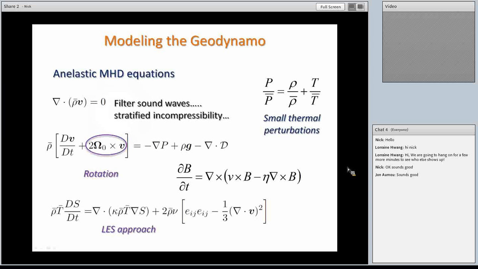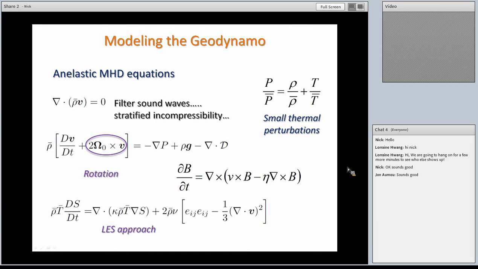If you want to model a system like this, a good approximation to work in is the anelastic approximation. In many ways, this is a stratified incompressibility. So you have a constraint on the divergence of your mass flux, and that's 0, and that filters out sound waves. You've assumed that your thermodynamic perturbations are very small, so that rho prime over the mean density is of order 10 to the minus 6, 10 to the minus 5 or smaller.